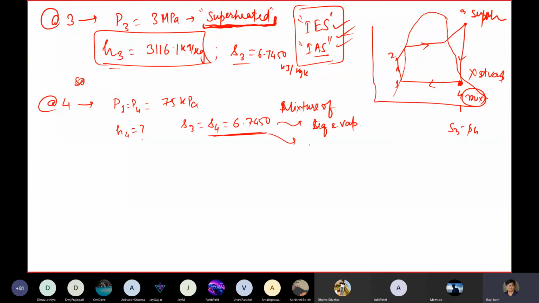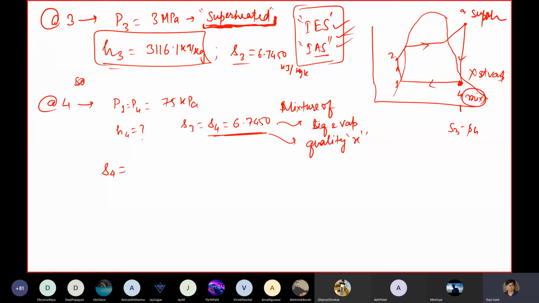So can we calculate the quality X with this data? Yes, we can see the quality. So how can we calculate the quality? We have something.